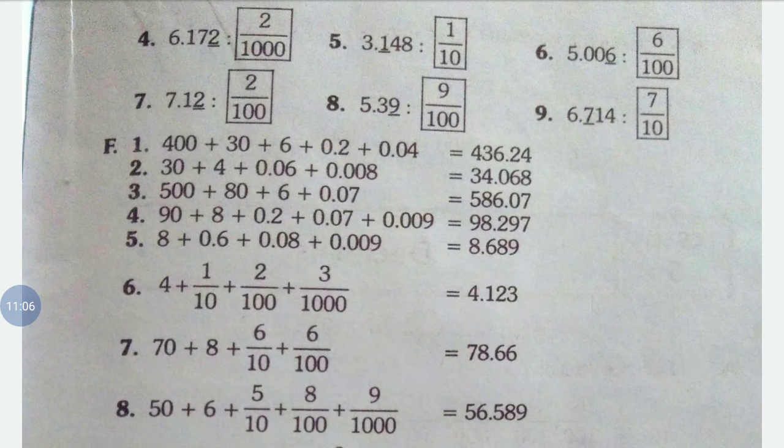Then F, write as decimal. It is given in the expanded form and you have to write it in the decimal form. 400 plus 30 plus 6, that will be 436. Then 0.2 plus 0.04, so 0.24, so 436.24.